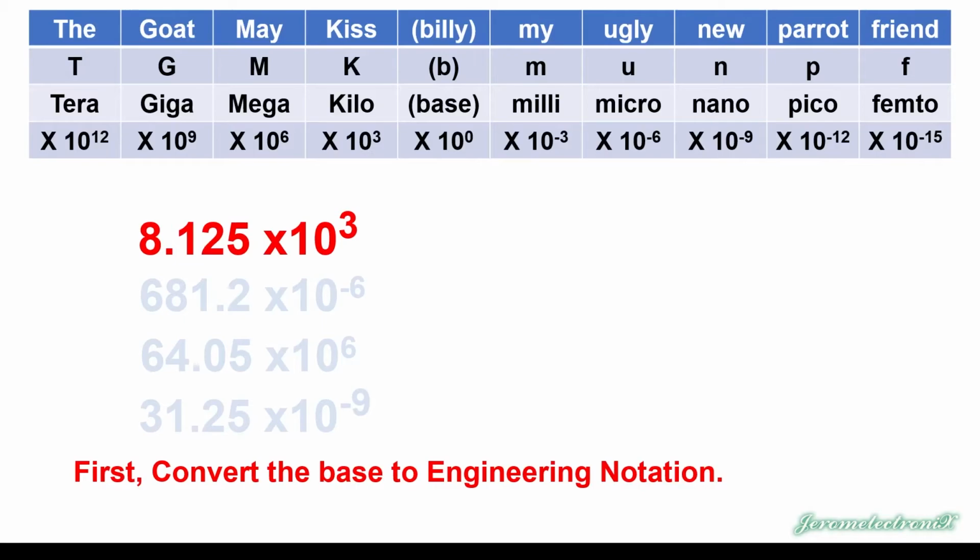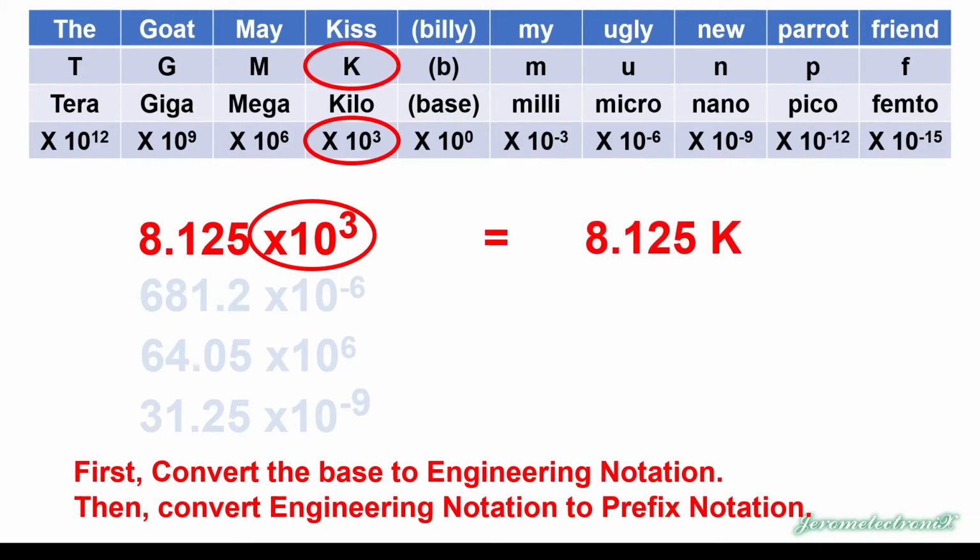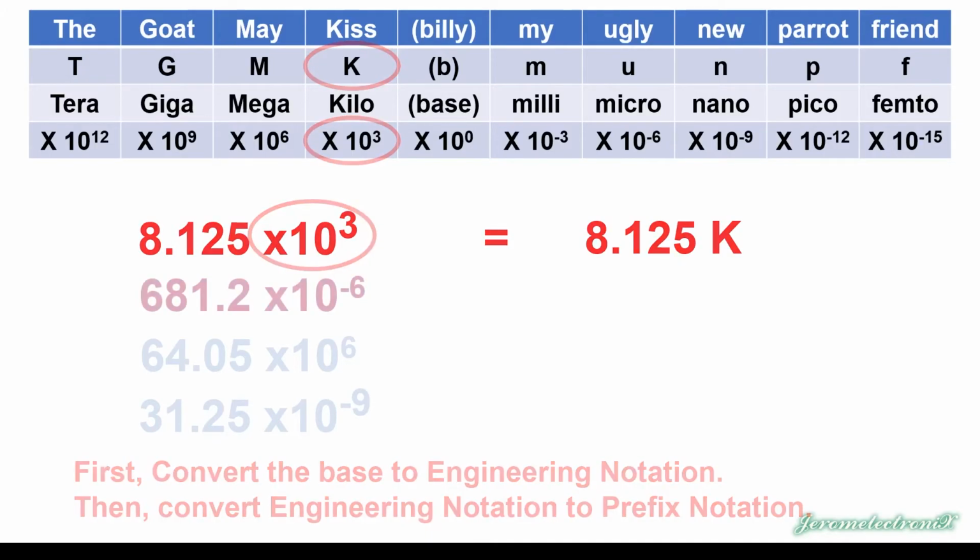So what if you start with a base number? If it's base, first convert the base to engineering notation. We just went through that. You know how to do that. But once you've done that, then you're going to convert engineering notation to prefix notation. So we're going to look for this on the chart, we're going to trade it for this, and that's our answer. That's engineering prefix notation. It's that simple. Can you do the next one?